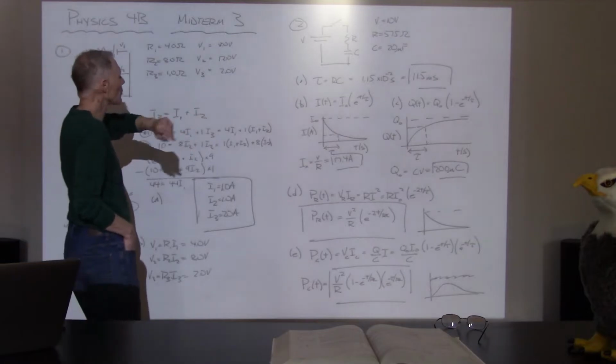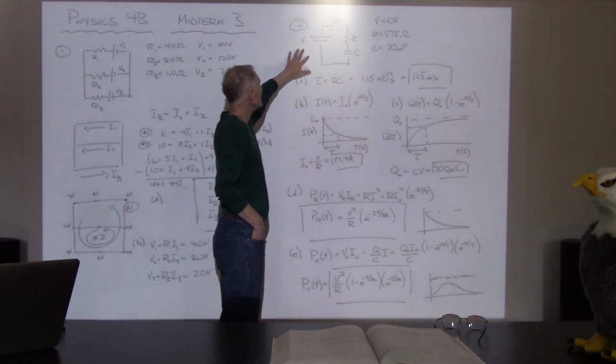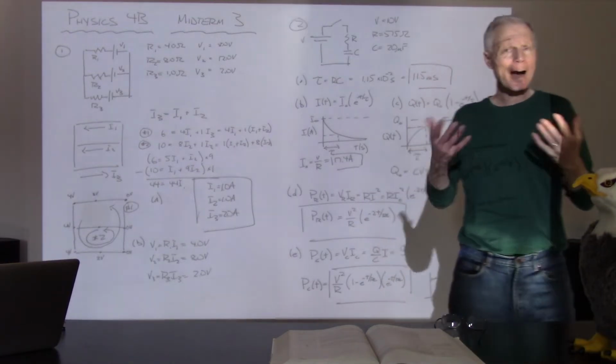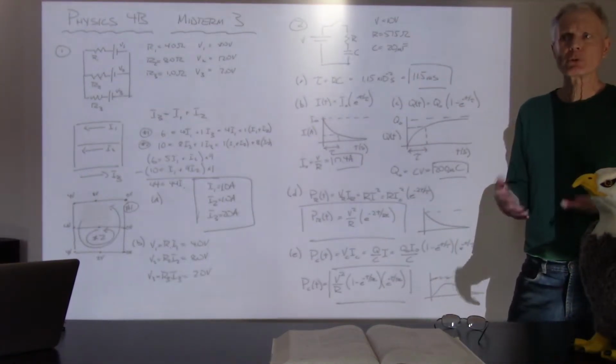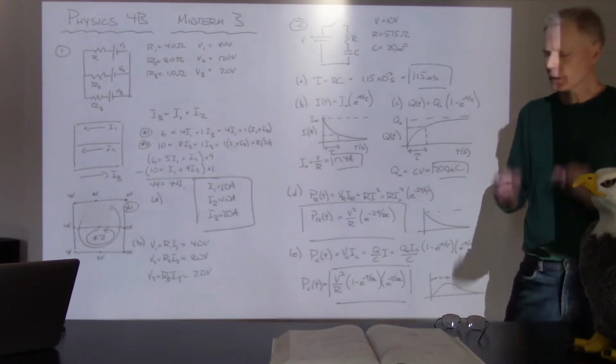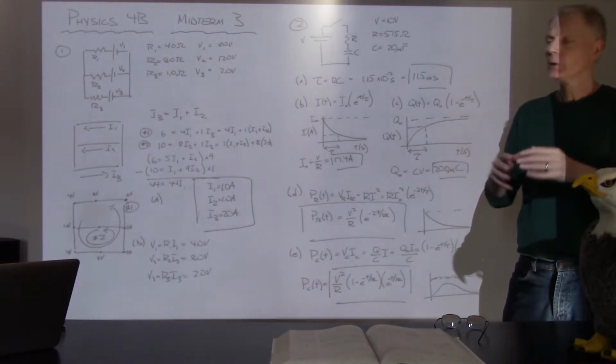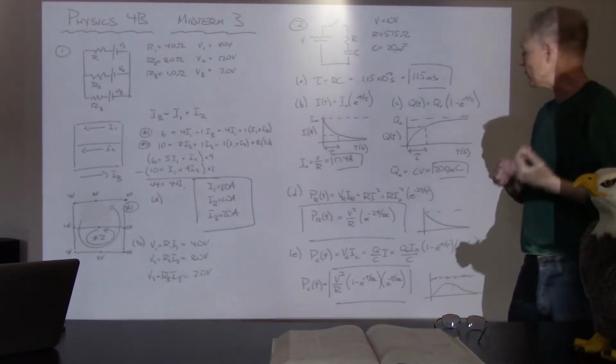So it's the problem on the right. I have a battery, and the battery is providing energy. So there's a power, there's a rate at which the battery is putting energy out in the circuit. So that's the power of the battery.